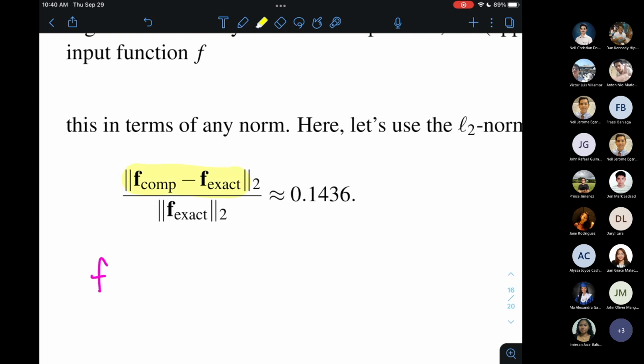Tapos kukunin ko yung difference between the two vectors. Tapos kukunin ko yung L2 norm nila. I-divide ko by the L2 norm of the exact solution. I'm gonna get 14%. So we can say na, okay, decent job, 14% for 64 points lamang. It's not that bad, right? So if you want to get a more accurate solution, maybe we can increase the number of points, say raise it to 128 or raise it to 256, 512, etc.